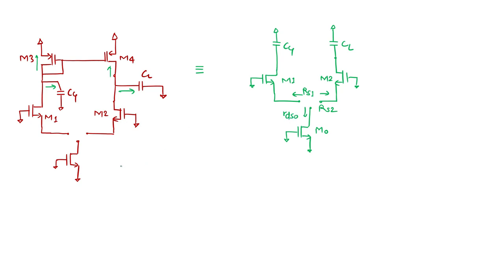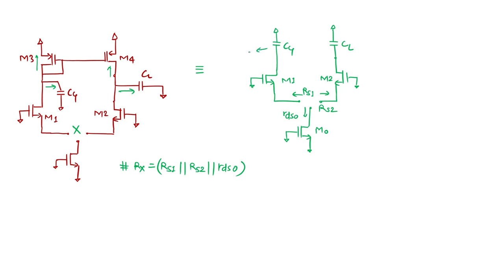Okay, so this thing we have seen, RS is nothing but RS1 parallel RS2 parallel RDS0. So this is exactly the impedance at this particular node X. Okay, this is my node X. So this thing we can calculate.